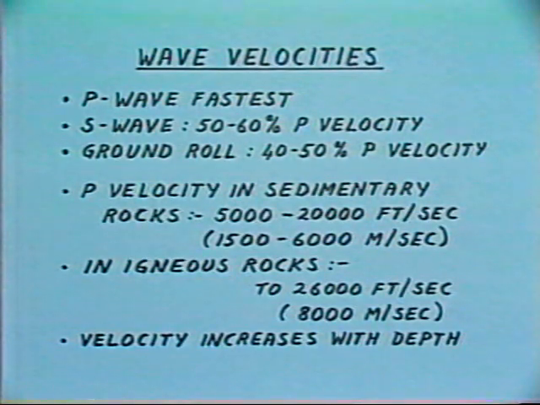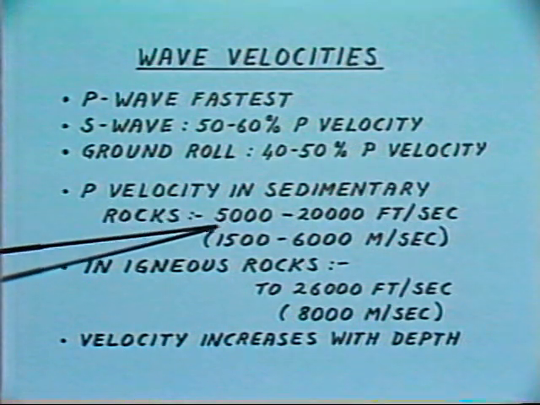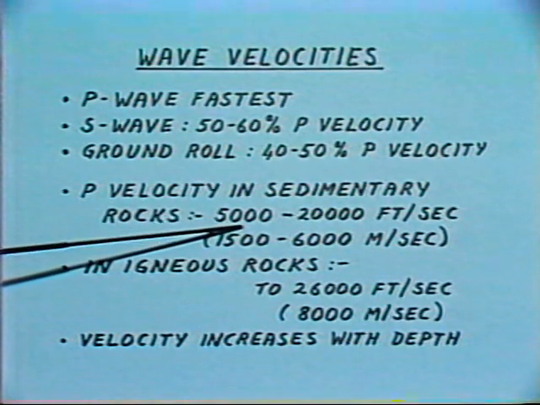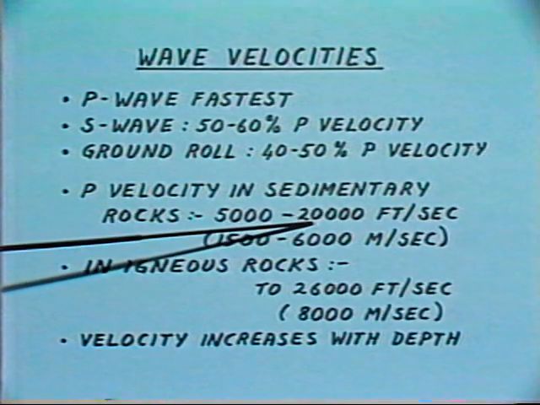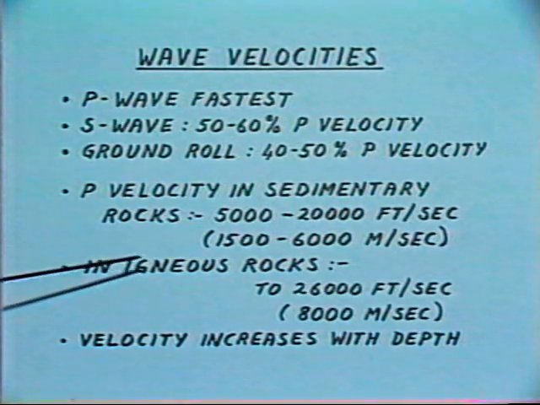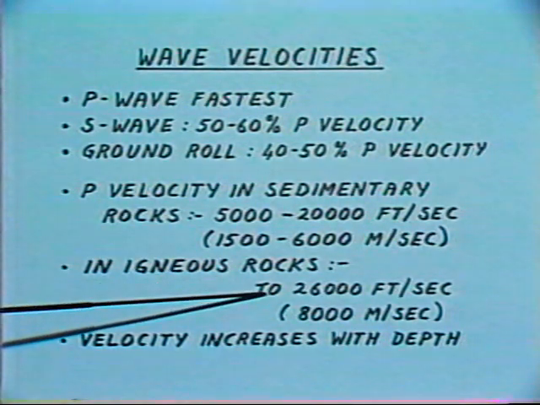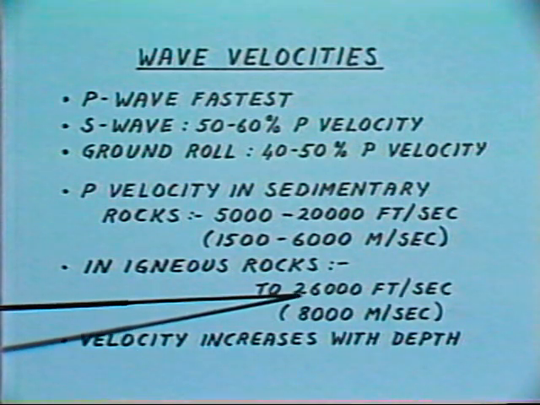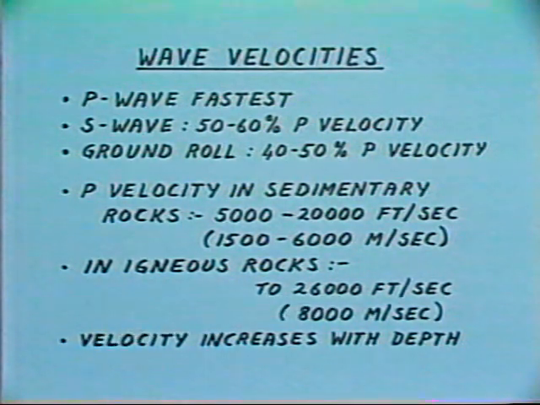The typical velocities of these waves in sedimentary rocks, that is the type of rocks in which we would generally find oil or gas, might be from a lower velocity of about 5,000 feet per second up to a maximum of about 20,000 feet per second. In igneous or volcanic rocks, in other words, the velocities would tend to be a bit faster and may go to a maximum of about 26,000 feet per second.